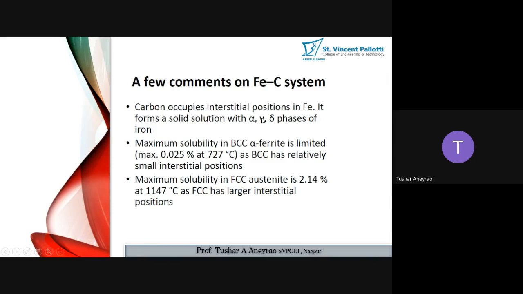It forms a solid solution: alpha ferrite, austenite, and delta iron. The maximum solubility of carbon in BCC alpha ferrite is limited, that is 0.25% at 727 degrees centigrade, as BCC has relatively small interstitial positions. The maximum solubility of carbon in FCC austenite is up to 2.14% carbon at 1147 degrees centigrade, and FCC has the larger interstitial positions.